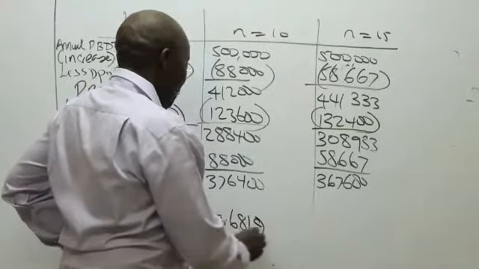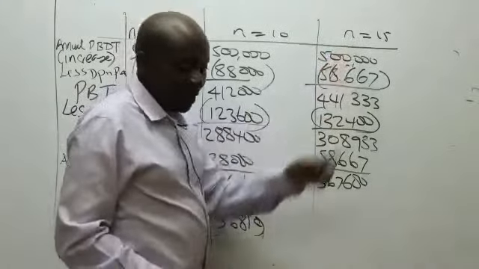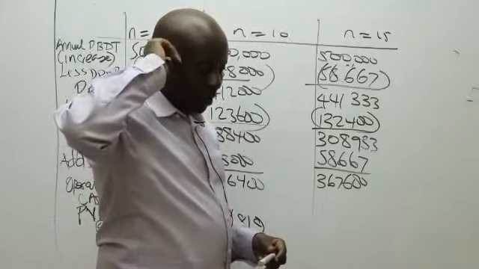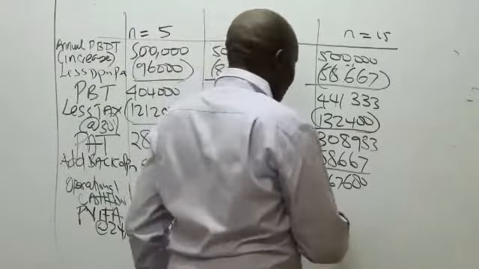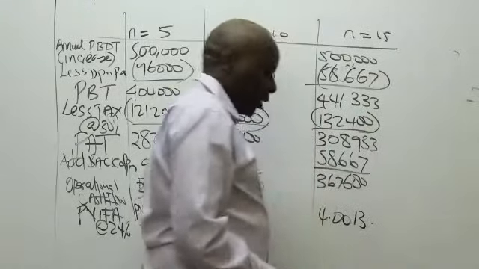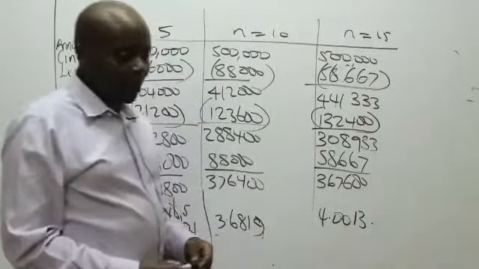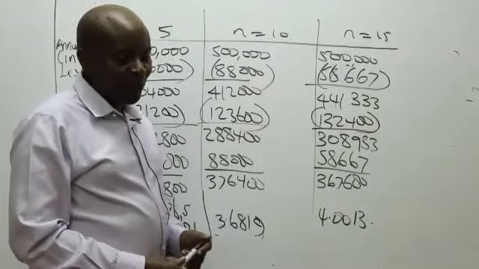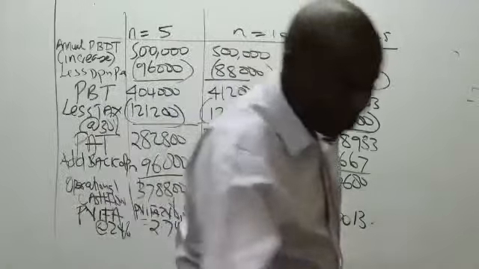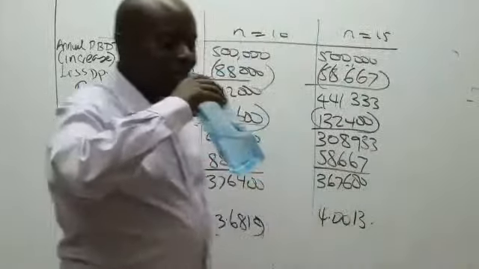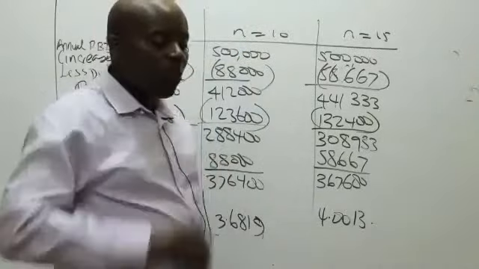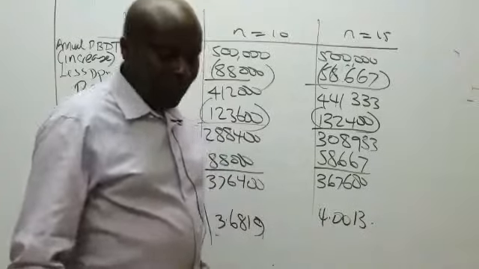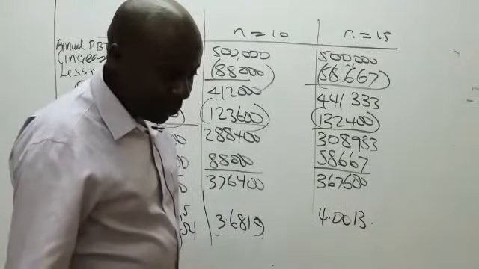3.6819. How about when n is 15? Still 24%. 24% is cutting across. 4.0013. So are we together up to here? Great. Ladies and gentlemen, if you are together up to there, then I would want us to give them the present value.